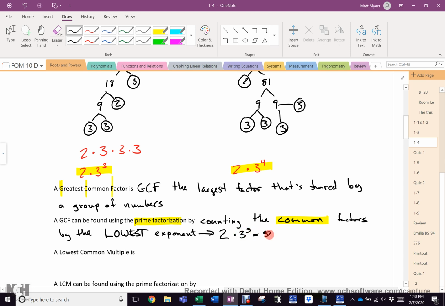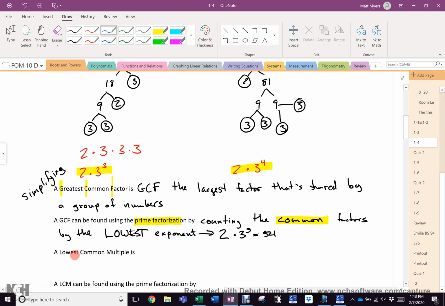So that means 54 is the greatest common factor of 54 and 162. And that makes sense because 54 times 1 is 54, and 54 times 3 is 162. Everybody cool? All right. Now, next, this we use for simplifying. That's what we use the greatest common factor for.